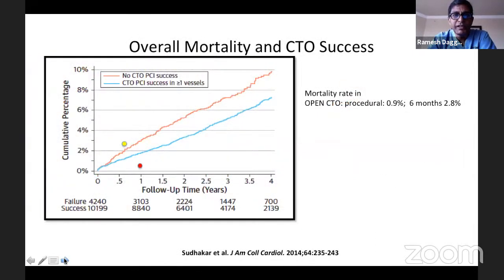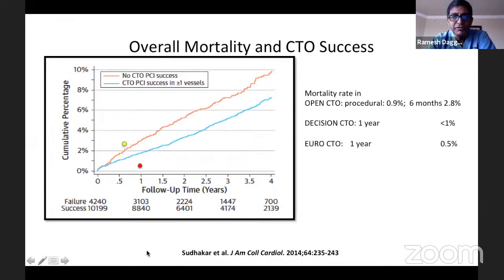So the overall mortality and CTO success: in people who had a successful CTO PCI in more than one vessel, the bottom line is that the number of people having CTOs successfully opened is increasing. The mortality in the Open CTO trial at 6 months is 2.8%. That's in the beginning, but in DECISION-CTO, 1 year mortality is less than 1%, and then in EuroCTO, mortality is less than 0.5%.